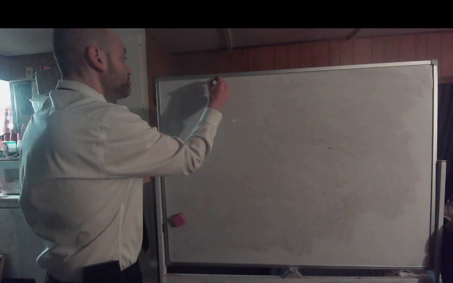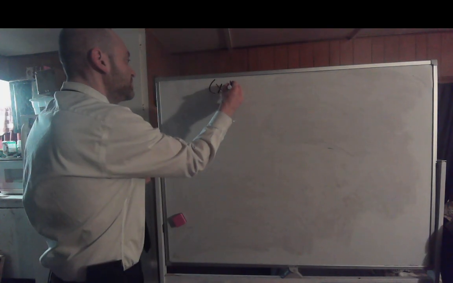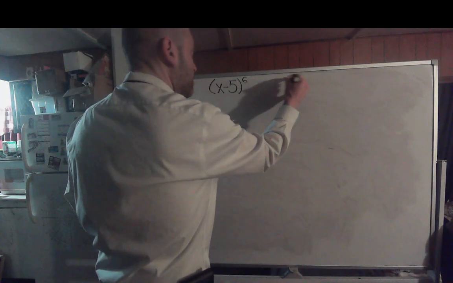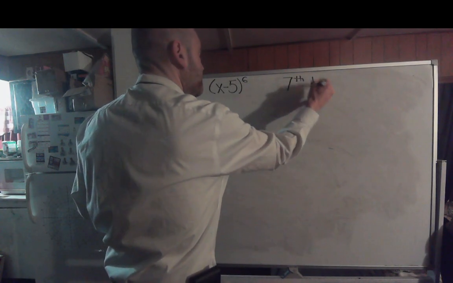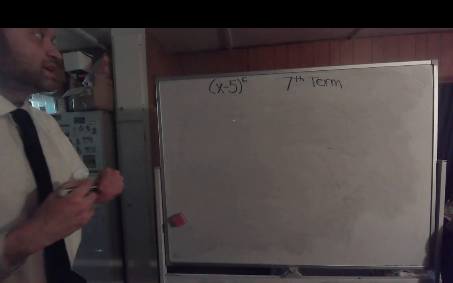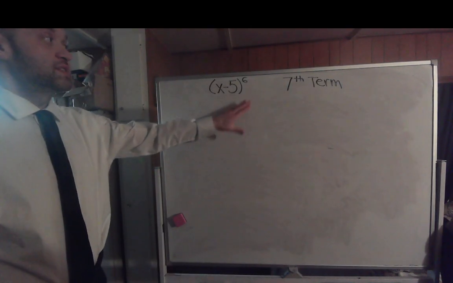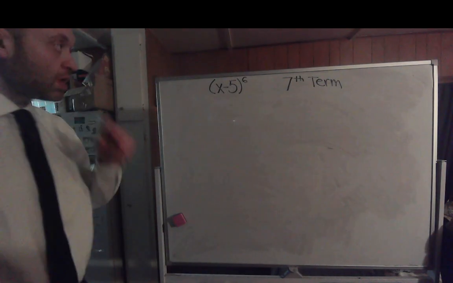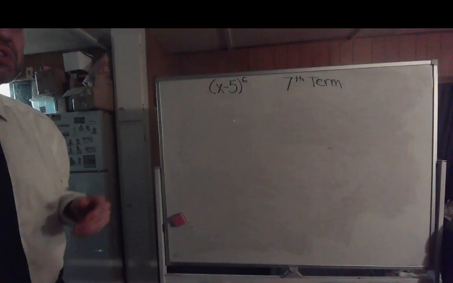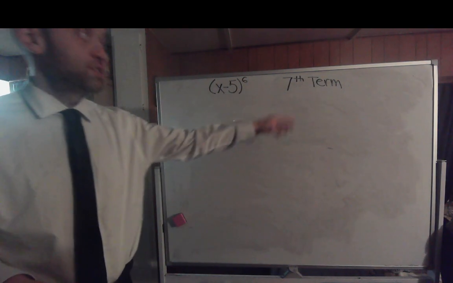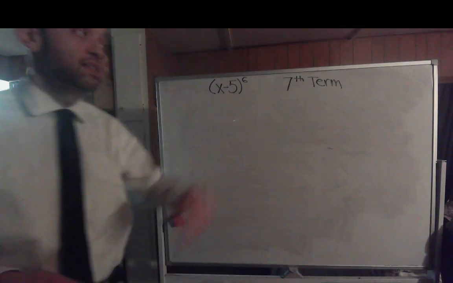Alright, much better. x minus 5 to the 6th power. We're going to find the 7th term. Alright, so we got the quantity of x minus 5 raised to the 6th power. We're going to find the 7th term. Well, remember how I always said there's n plus 1 terms for a binomial raised to a power? Well, the power n is 6, so that means there are 7 terms. We're actually finding the last term.